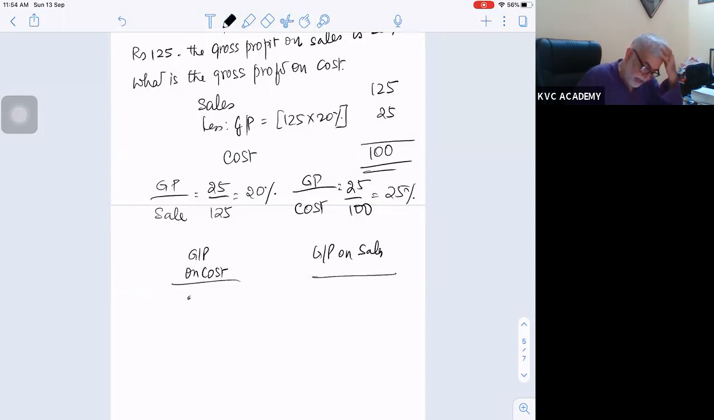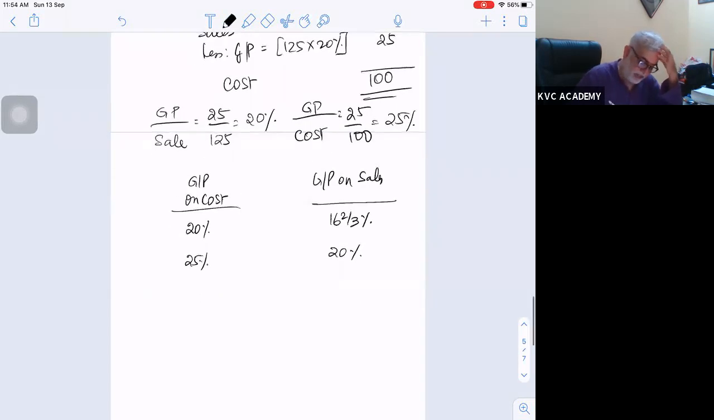If it is 20% on cost, it will be 16 2/3% on sale. If it is 25% on cost, it would be 20% on sale. If it is 33 1/3% on cost, it is 25% on sale. And if it is 50% on cost, it is 33 1/3% on sale. These are some standard ratios that are commonly used in exams.